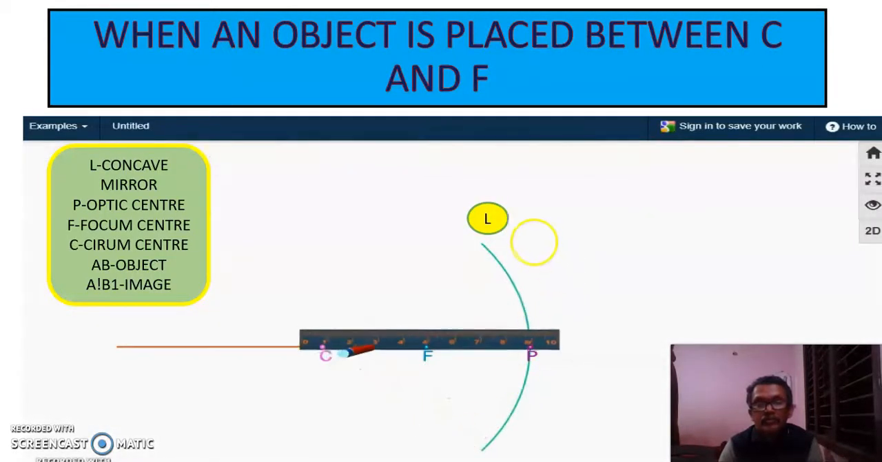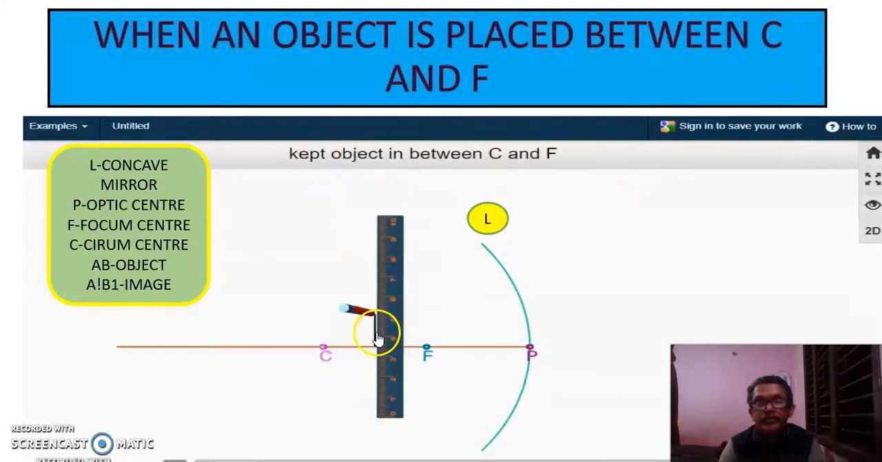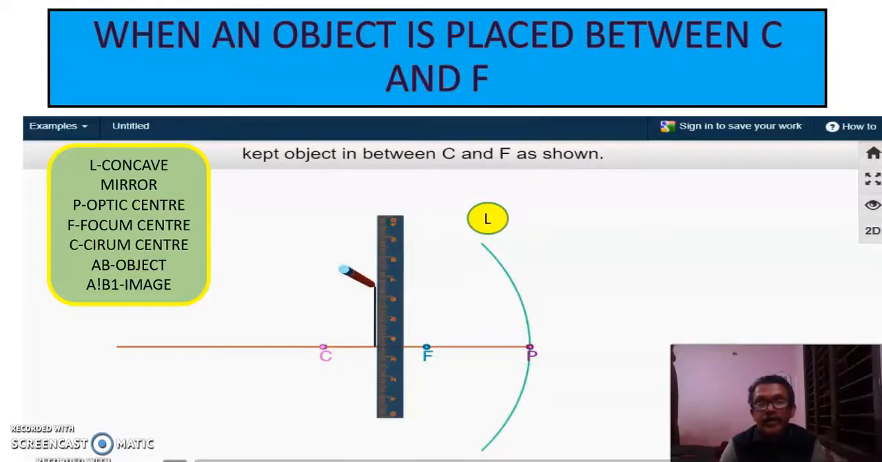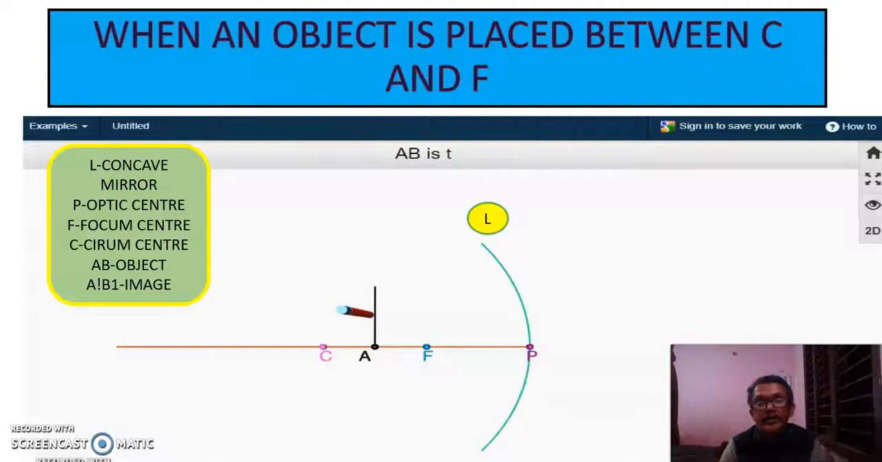Now the object is placed in between C and F. Now AB is the object.